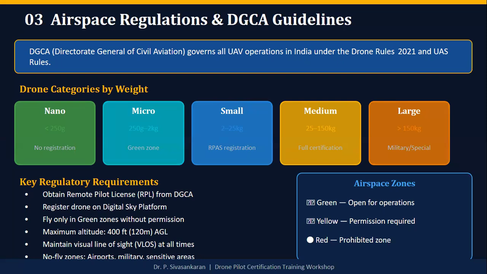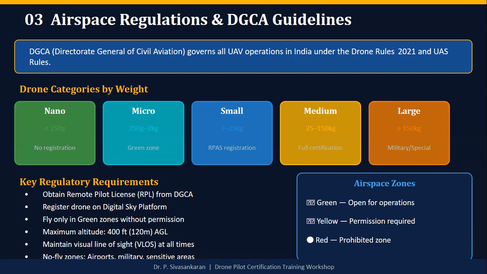Let us now see airspace regulations and Directorate General of Civil Aviation guidelines. In India, drone operations are regulated by the Directorate General of Civil Aviation. As per the Drone Rules 2021, they have defined the following categories based on the weight and operational requirements.